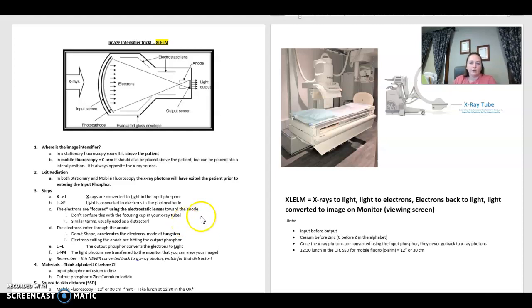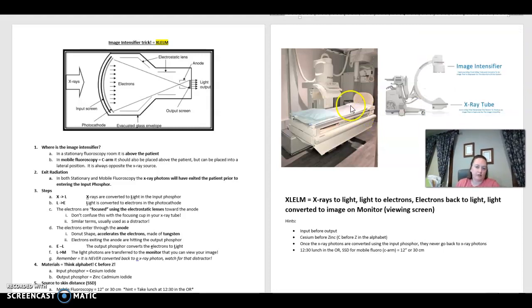Hey guys, I just wanted to share with you my trick for the image intensifier, and it's the only way that I could ever remember it. I was taught XLELM to try and help me remember how the X-ray photons are converted to light, light to electrons, and then back to light. First, let's just review where your image intensifier is, right?